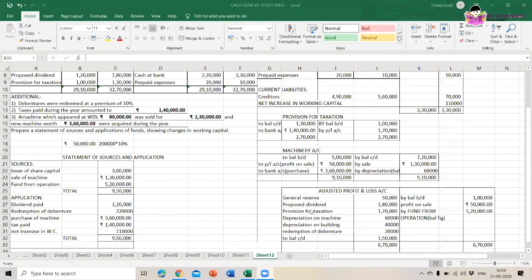So in the balance sheet, it has given 1,80,000 rupees in the current year. So we have taken here. And provision for taxation, why we have taken it is 1,70,000 is, we have calculated the provision for taxation in the ledger. So there we got 1,70,000 rupees. Okay. So we have taken this.